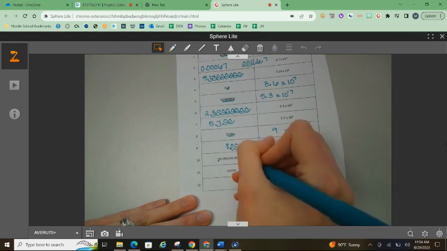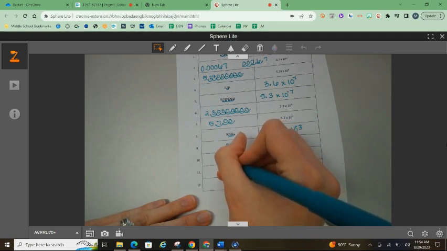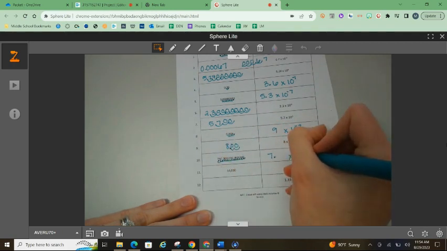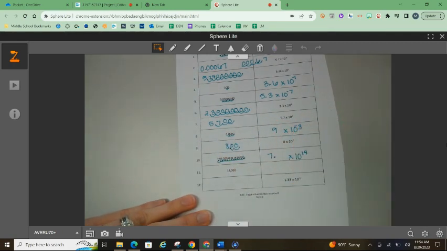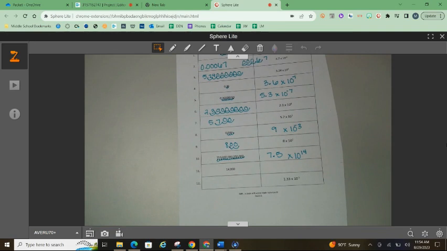Here I want one number in front of the decimal, one significant digit, so that's going to be the 7. And I'm going to move my decimal 1, 2, 3, 4, 5, 6, 7, 8, 9, 10, 11, 12, 13, 14. So that's times 10 to the 14th. It was a really large number, so that 14 stays positive. And I keep my significant digit of the 5 behind the decimal.